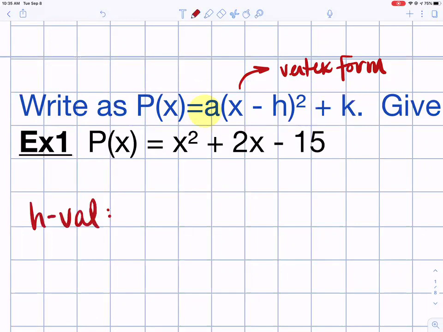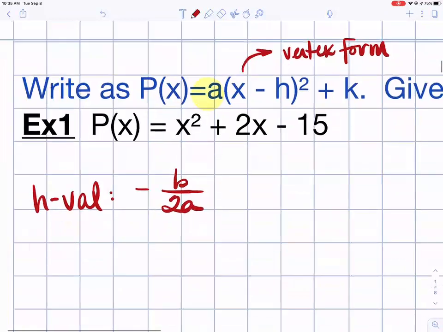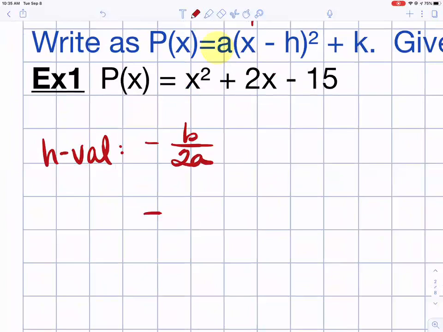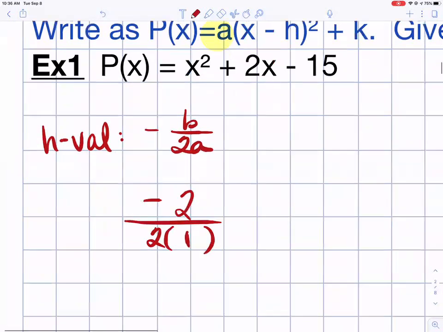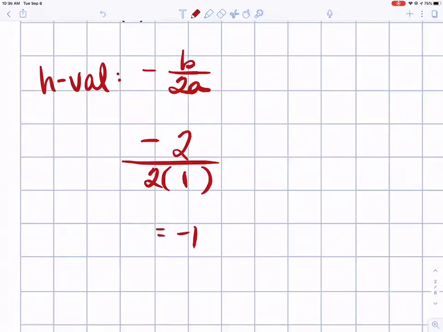Go back and look, it's there. Negative b over 2a. Okay, so we've got a negative here. What's my b value in this example? 2, over 2 times, what's my a value in this example? 1. Clean it up. What do you get when it cleans up? Negative 1. Okay, so what are the three things I gotta know to be able to write this special form? a, h, and k. So far I have a and h.